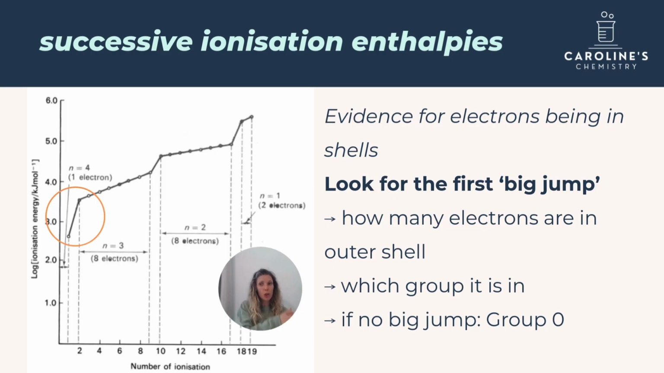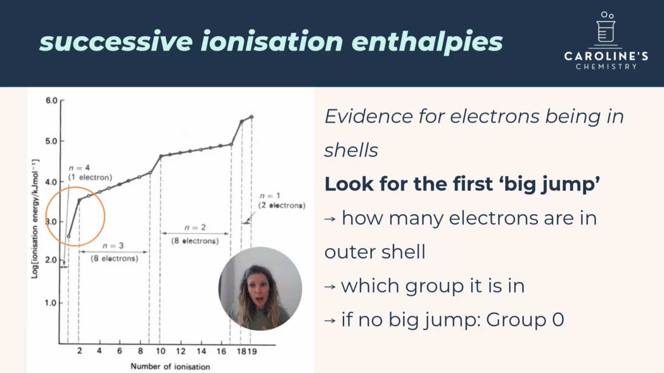If you removed 2 electrons and then you had a big jump, that would be a group 2 element. The third electron is the one that's much closest to the nucleus and requires much more energy to overcome, and so on and so forth. If you removed 3 electrons and then a big jump, then that is group 3. If for some reason you see no big jump, then it would be a group 0 element.